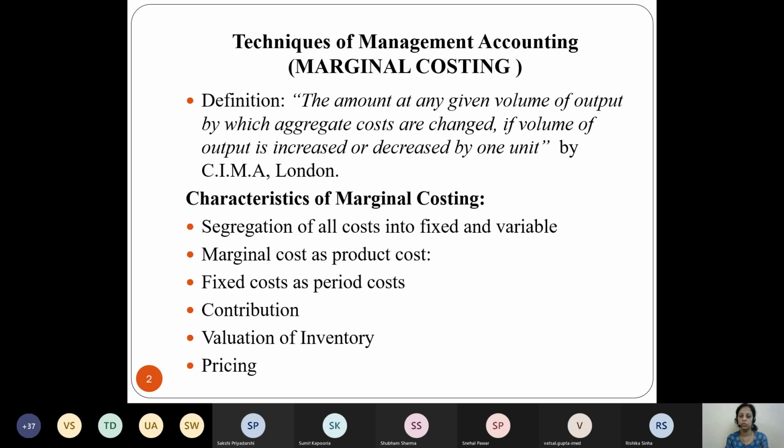Have you followed the features or characteristics of marginal costing? Yes, ma'am. If you have any doubt, ask at the same time.